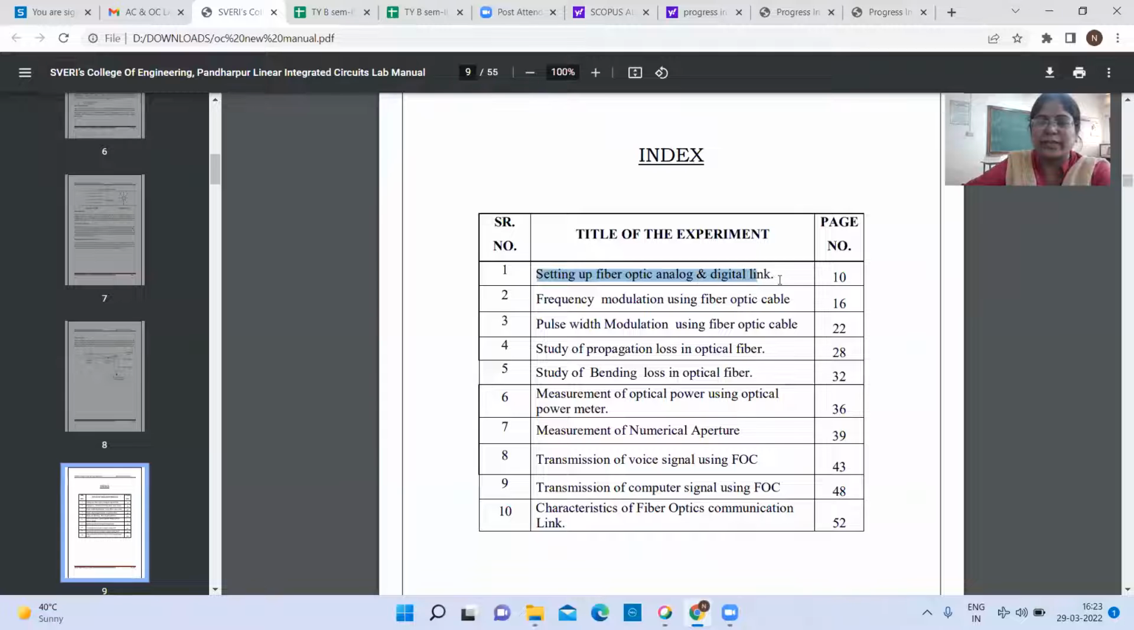So the first experiment, okay, my voice is audible and the screen is visible to all? Yes, ma'am. So first it is setting up a fiber optic analog and digital link. Basically in the first experiment, we are going to transmit the analog signal as well as the digital signal through fiber optic cable. Okay, so I will show you the fiber optic cable.